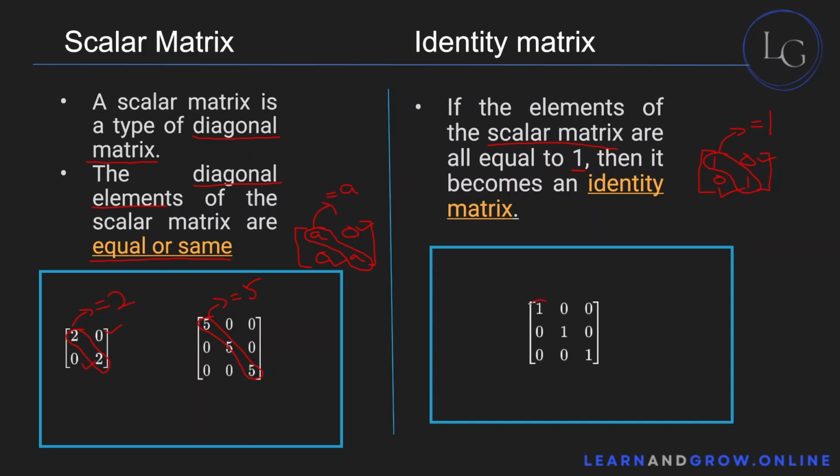This is a 3 by 3 identity matrix. Every element outside the principal diagonal is 0, so it is a diagonal matrix for one. Every element inside the principal diagonal is equal, so this is a scalar matrix as well, and they're equal to 1. So this is an identity matrix.